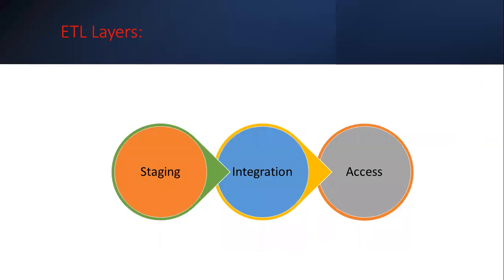So this is your ETL staging. Next is integration. Next is your access. A staging layer is the one from where you're getting the source data. Sources will directly dump here. It is known as a staging layer.